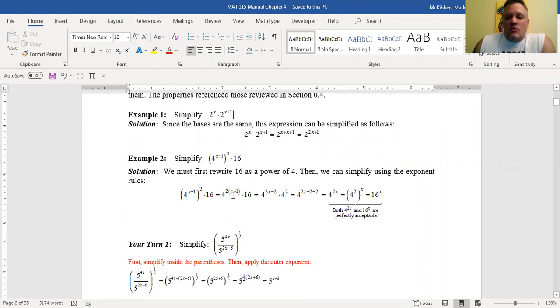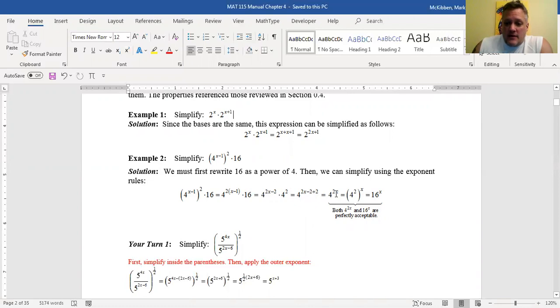Eventually we want to rewrite this as a single quantity, not a product of quantities. To that end, I'm going to distribute the 2 through here to get 4^(2x-2), and I'm going to rewrite the 16 as 4 squared. Then what we have is a product of powers of the same base, so I can add the powers. What I'm going to get is 4^(2x). That is one way to represent this more simply.